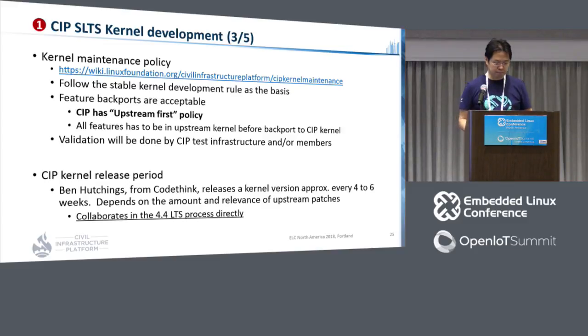And now we have around 4 to 6 weeks release cycles. But before CIP 120 was released, as you know, there were huge issues on kernel security, Meltdown and Spectre. So we were also investigating a lot what kind of effects we would have from that. So in that case, we had a bit longer release cycle. But mostly it is a 4 to 6 weeks release cycle done by Ben Hutchings.